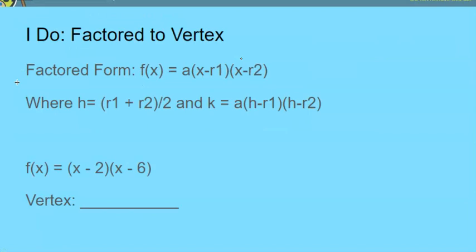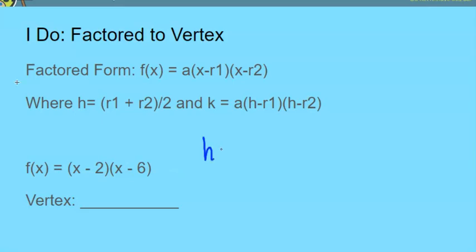Factored to vertex. So we have the factored form f of x equals a parentheses x minus r1 times x minus r2, where h is r1 plus r2 over 2, and k equals a parentheses h minus r1 times h minus r2. Here it is as an example. We have f of x equals x minus 2 times x minus 6.